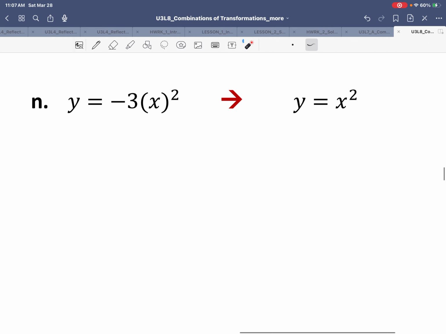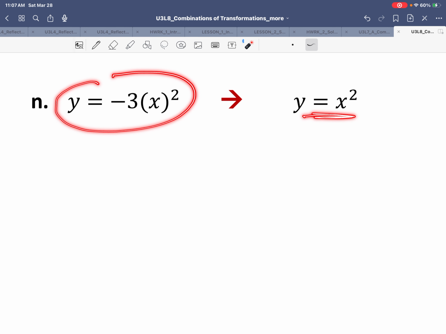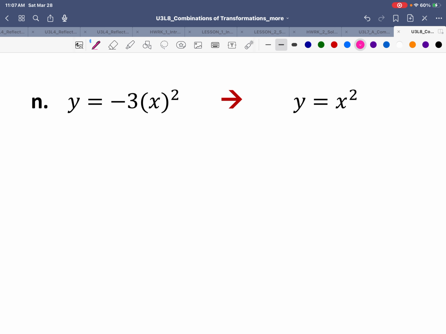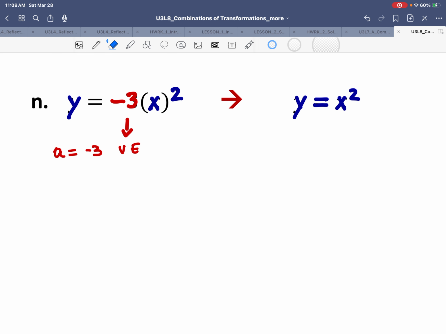Now in this case, the function given is a transformed function, and we want to go to the basic or the parent function. So when you look at the basic function y equals x squared, you see that this has been transformed by this little number here, the -3. So what that means is, from an expanded function, we have to shrink it vertically to get to this, and then we have to reflect it. So we're going to say that if a equals -3 suggests that the parent has been vertically expanded and reflected. Reflected is reflection over the x-axis.